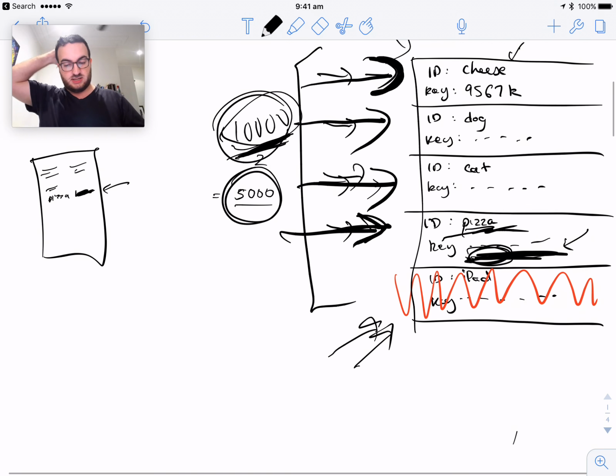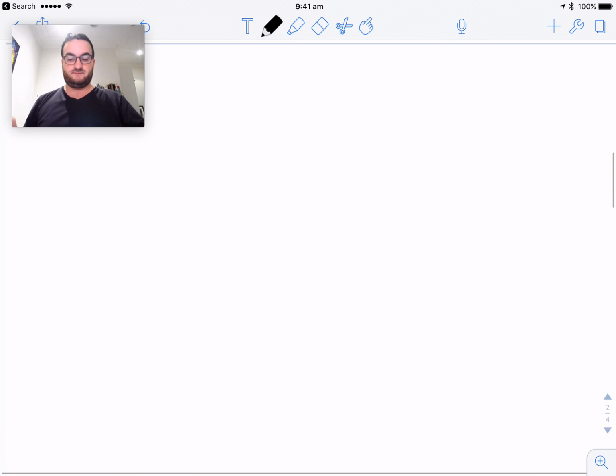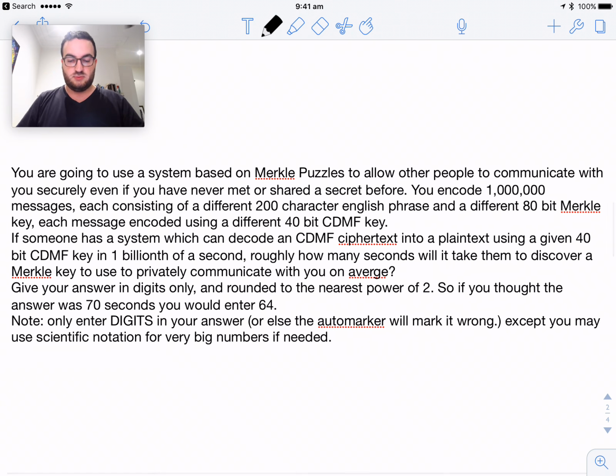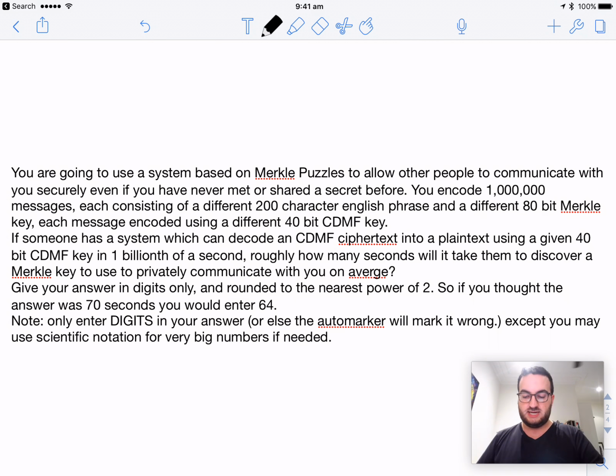And let me answer a Merkle puzzle type question. So here is a Merkle puzzle question. I'll just move my head down here.